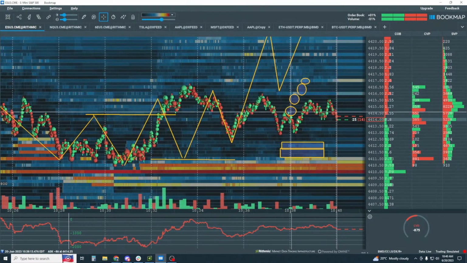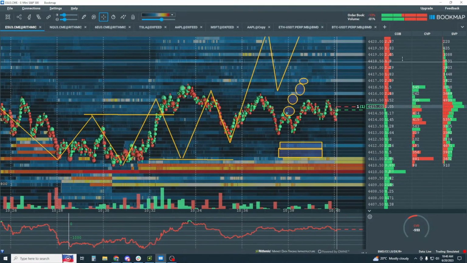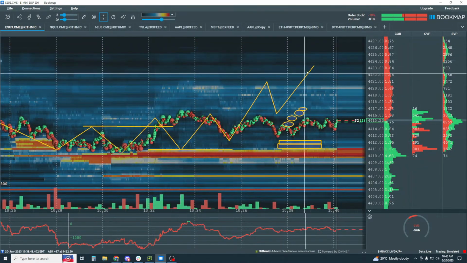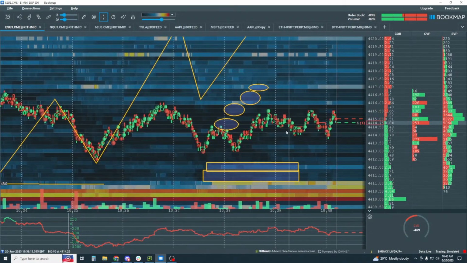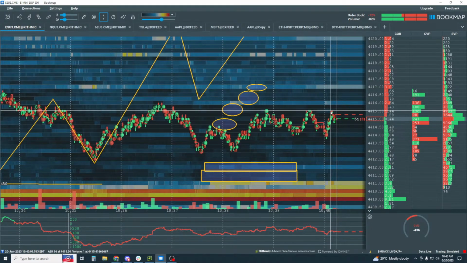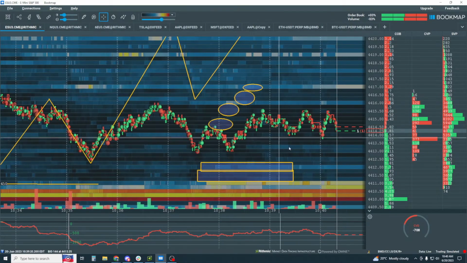Okay, so I'm staying away. I'm looking for buyers at the top here, and then maybe we can get this kind of reversal pattern to unfold. Okay, here we go. We're looking for buyers up here, right? Did we get them? No. So nothing.